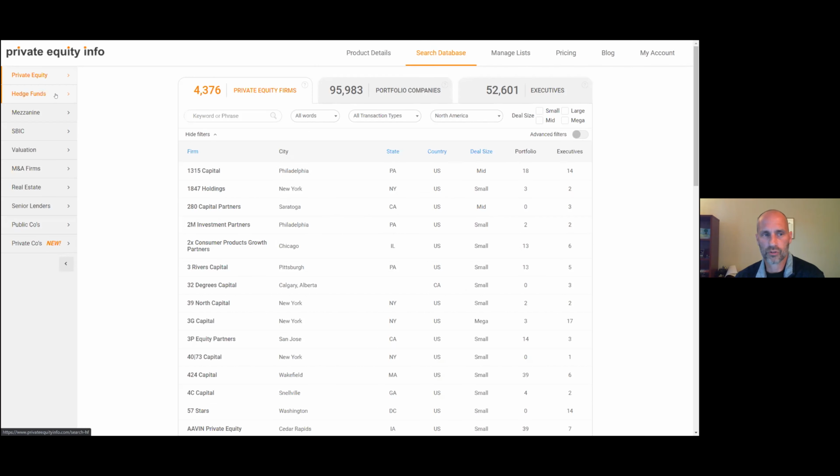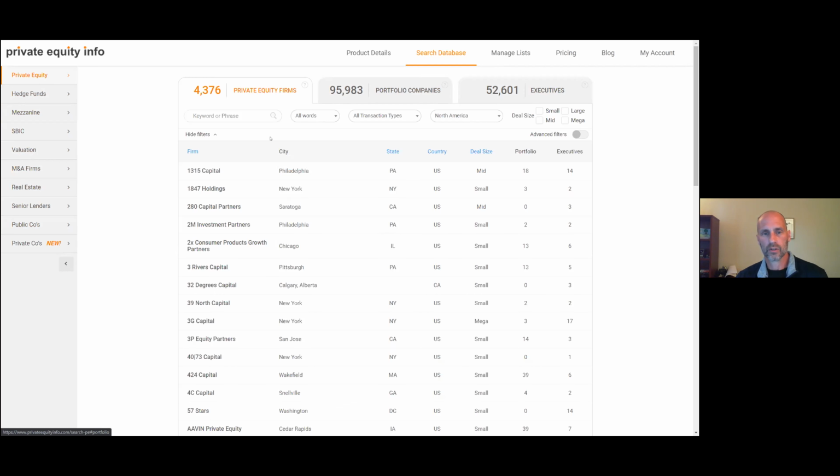And the data modules that I mentioned before are on the left-hand menu. So I'm just going to orient you a little bit as to what you're looking at, and then we'll go into a demo. Within the private equity data module, which is where we're going to spend our time today, there are 3 tabs. You can search the private equity firms, you can search the portfolio companies, and you can search the key executives working at the private equity firms.